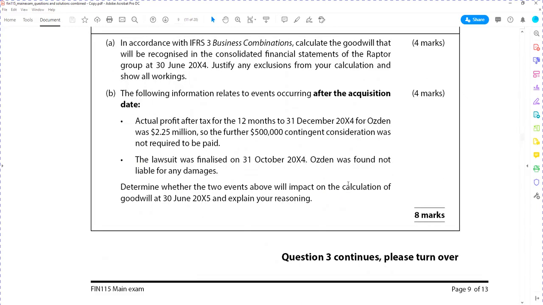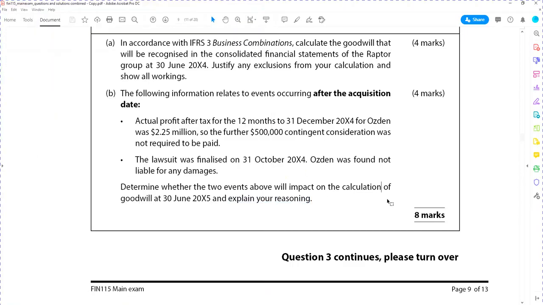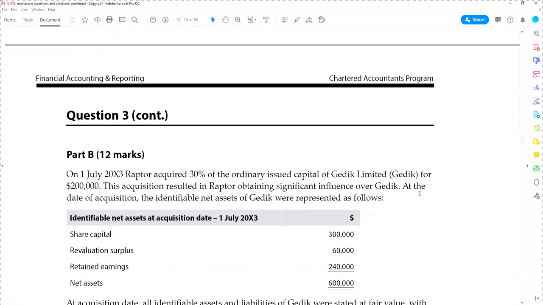So we need to discuss the impact on the calculation and the reasoning. We've discussed the reasoning. Let's talk about the impact on goodwill. Previously we included a contingent liability. If we delete that amount out, which is what we would do, it's going to decrease our goodwill from $950,000 to $200,000. So that's your other mark to get full marks on this particular question.